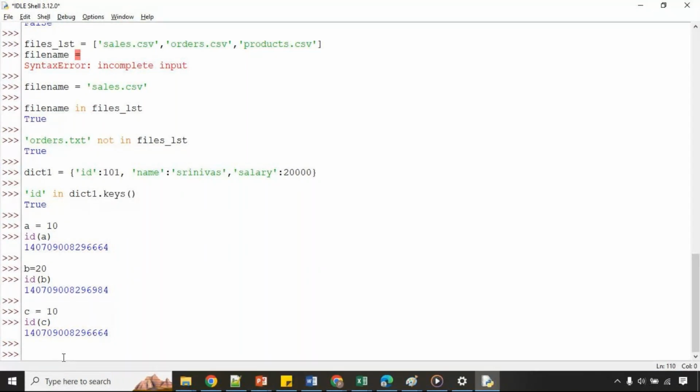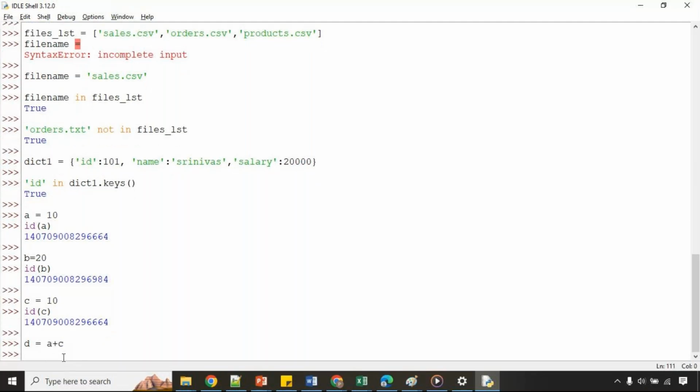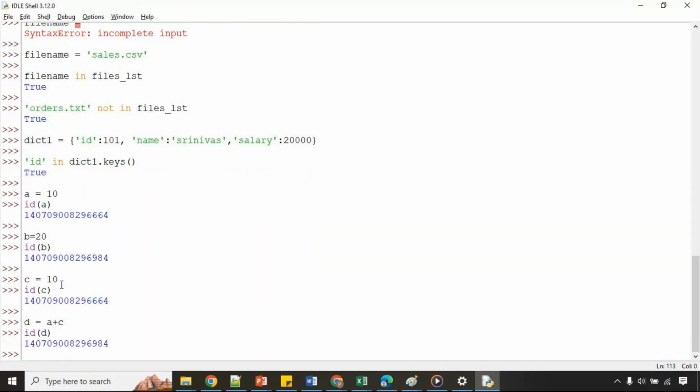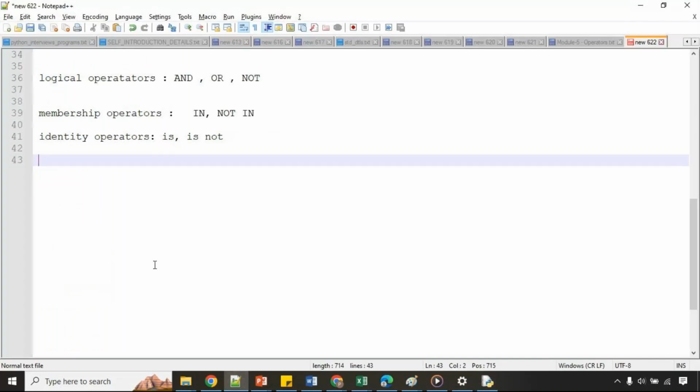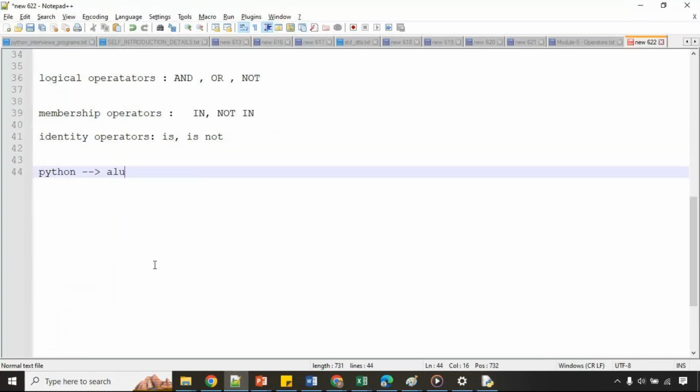So here we can see, d equal to a plus c. Now id of d. Both addresses are the same. So in Python, this is a value based memory location.